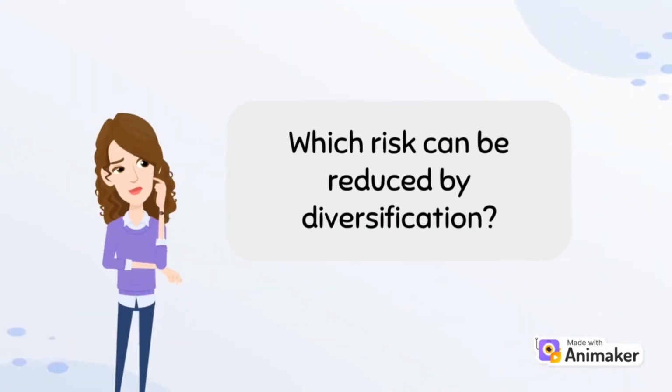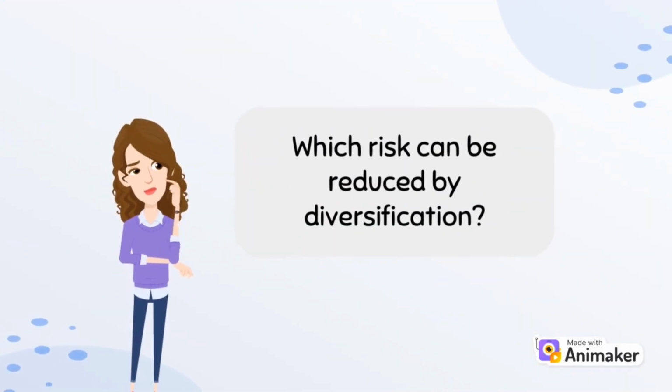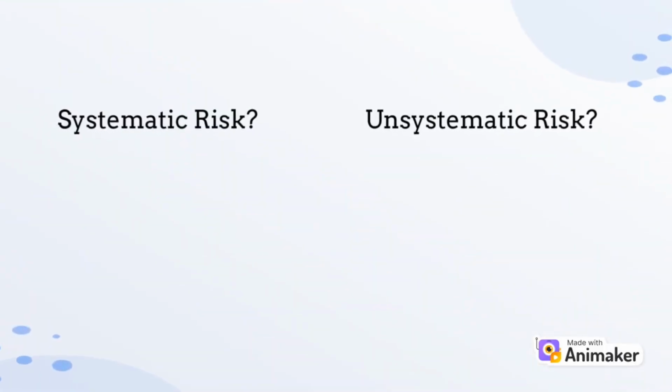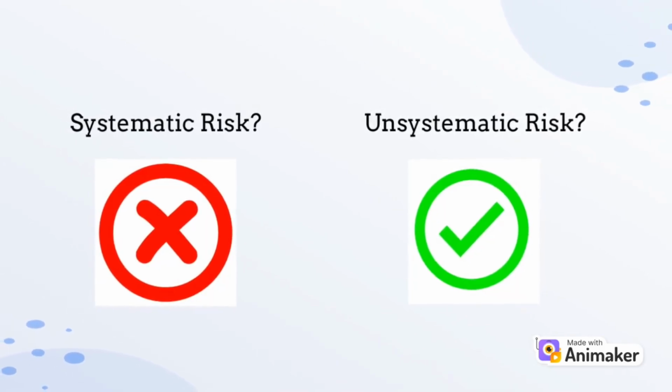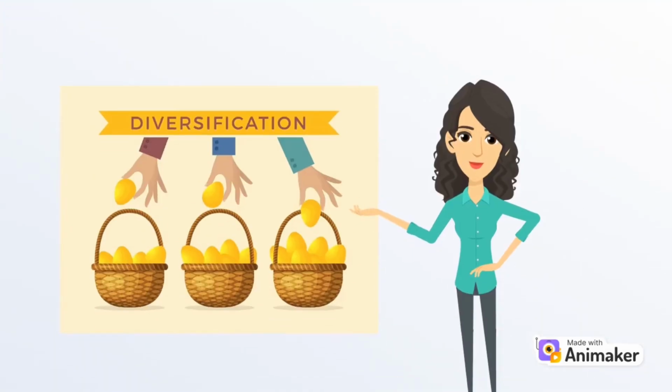Which risk can be reduced by diversification? Systematic risk or unsystematic risk? The answer is that unsystematic risk is the one you can reduce by diversification. This is the risk that only affects one company or industry. By investing in many different companies, if one fails, the others can balance it out. This is why spreading your investment helps lower your risk.